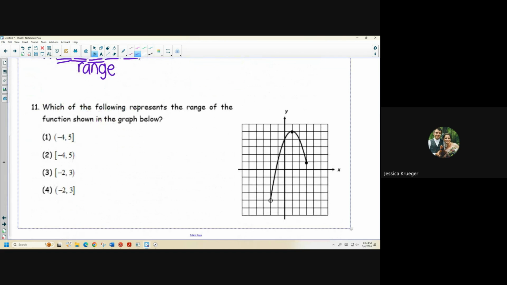Which of the following represents the range? The range is the Y values. So remember, you're looking bottom to top.